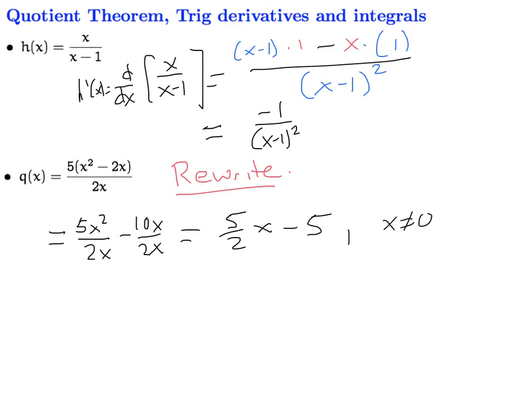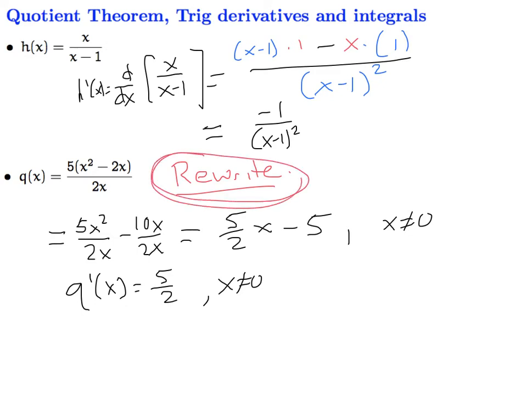This is a function which has a very easy derivative. Q prime of x is simply going to be 5 halves as long as x is not equal to 0. Okay, this was a function that was just hiding and trying to fool you, making you think you needed to do the quotient rule when you really didn't. Okay, always try to rewrite first.